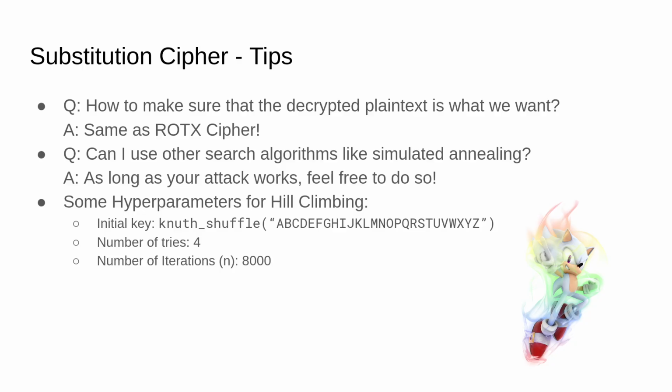Because hill climbing can often get stuck in local minima, so we need 4 tries to find a solution. And you can also set the number of iterations to like 8,000. This controls how long each run of the algorithm searches. More iterations allow more opportunity to refine the key and improve the score, but it will take a longer time. My experience is that 8,000 iterations is good enough.